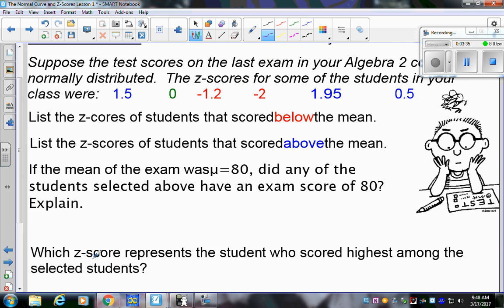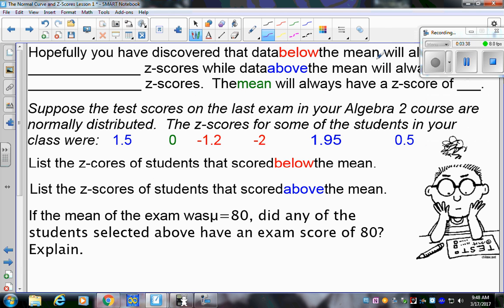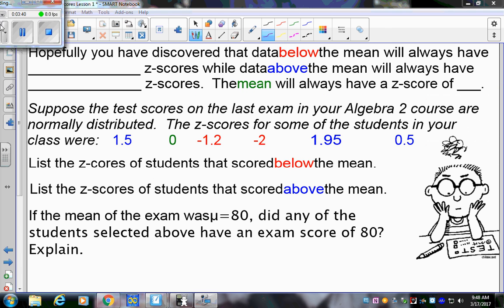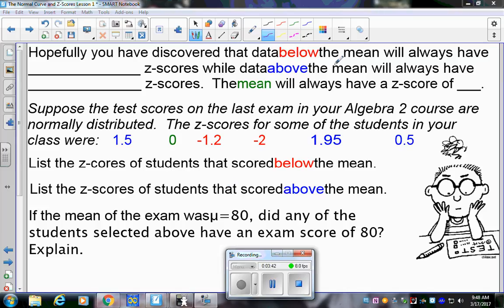Okay, so just now, how can we use them to compare? It says we've discovered the data below, and hopefully you've discovered that data below the mean will always have negative z-scores, and data above the mean will always have positive z-scores, okay? And the mean itself will always have a z-score of 0, always.